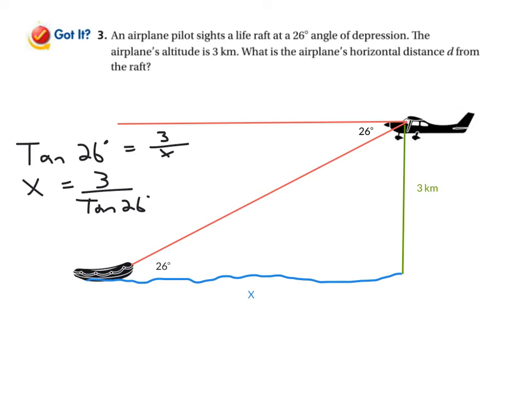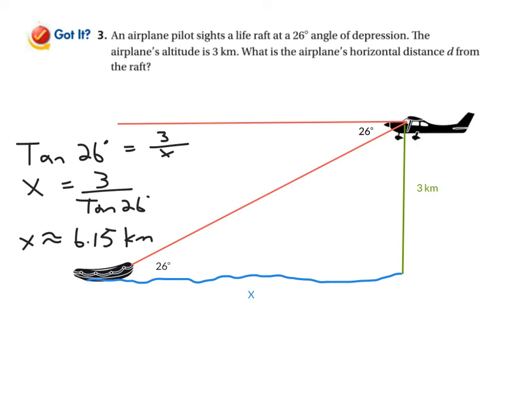And we take my calculator and say 3 divided by tangent of 26. And I get 6.15 approximately. X is approximately equal to 6.15, and what is that? Kilometers, right? So that's an approximate answer.